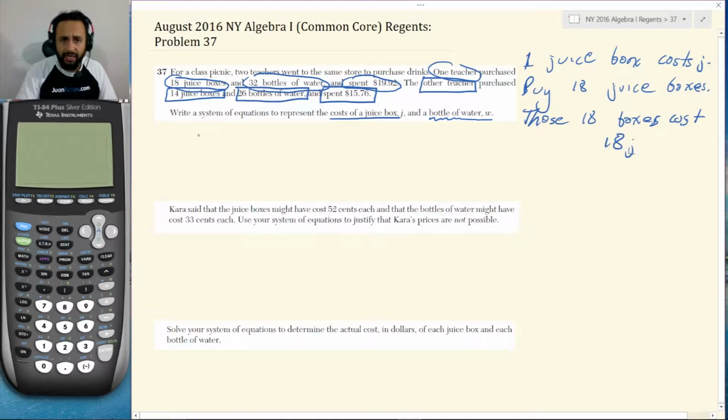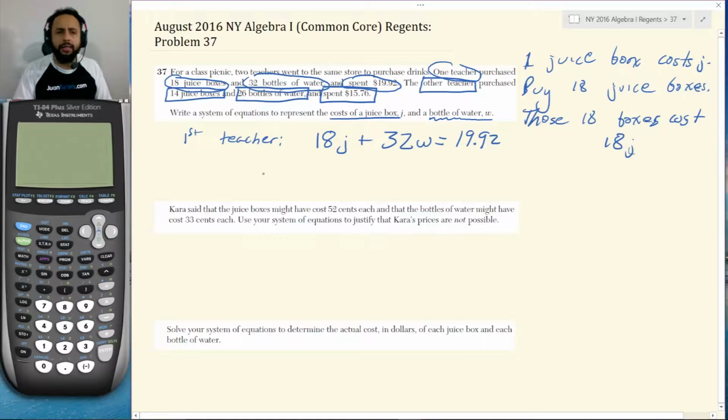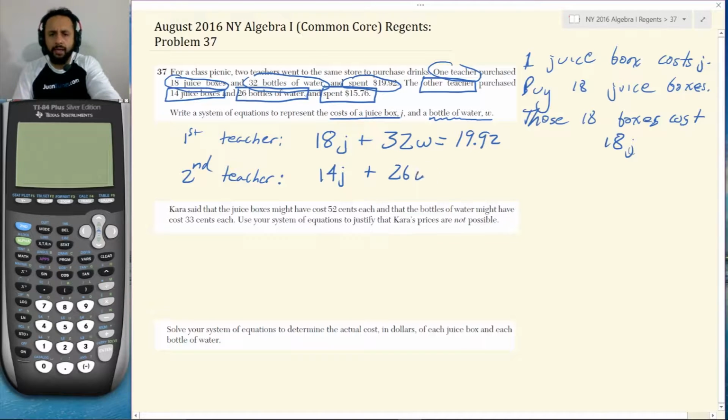So now we're going to use that fact as a system of equations for the first teacher. She bought 18 juice boxes at a cost of 18J, and then she bought 32 bottles of water at a cost of 32W, and her total cost was 1992. Cool. Okay, and the second teacher bought 14 juice boxes at a cost of 14J, and she bought 26 bottles of water at a cost of 26W, and her total was 1576. Okay, that's my system of equations. 2 points, bam, right there.